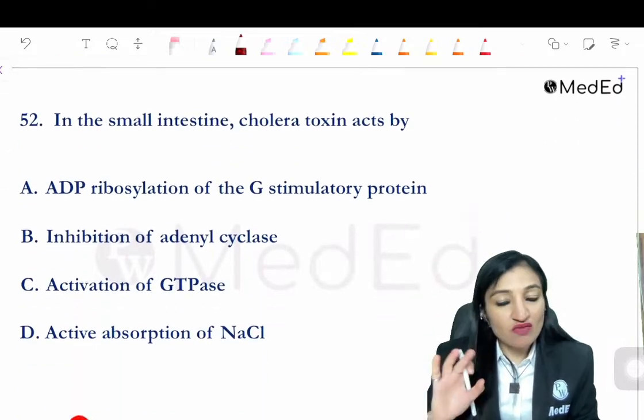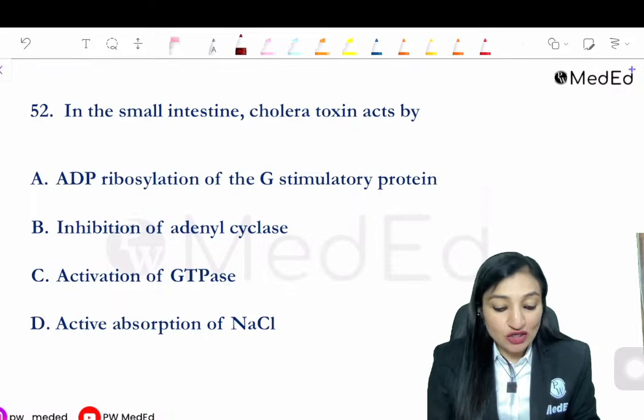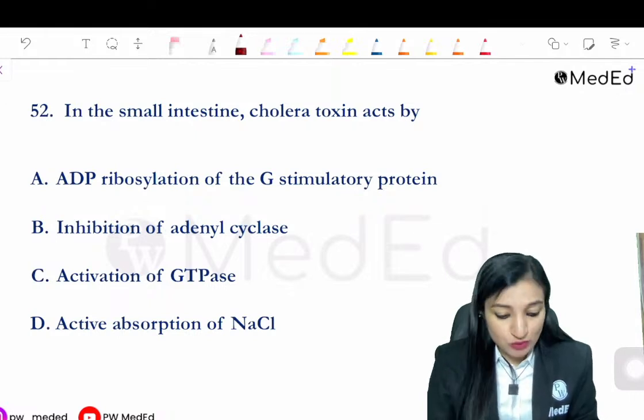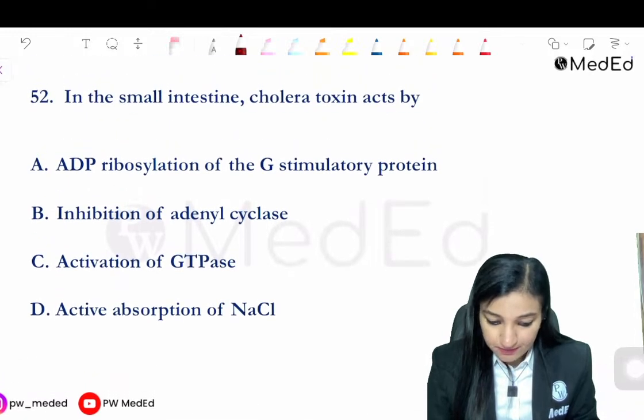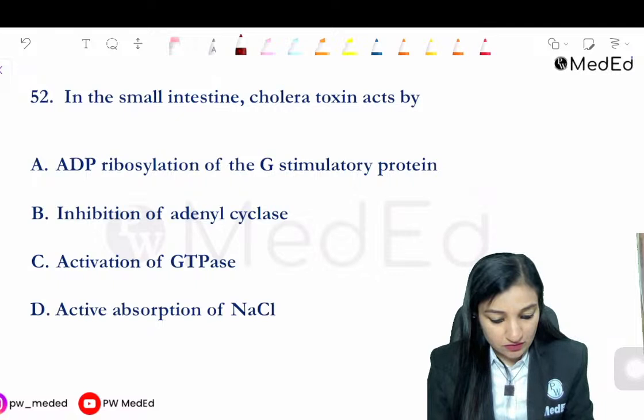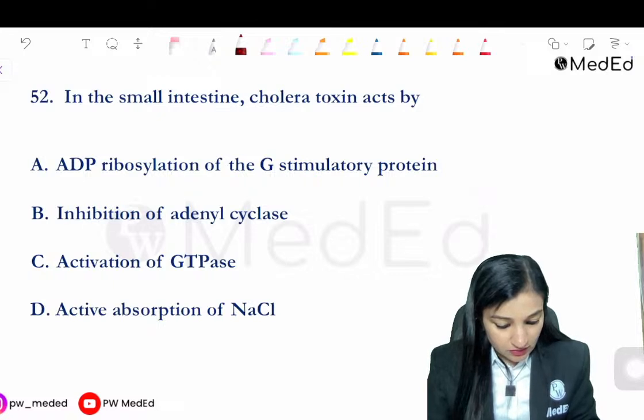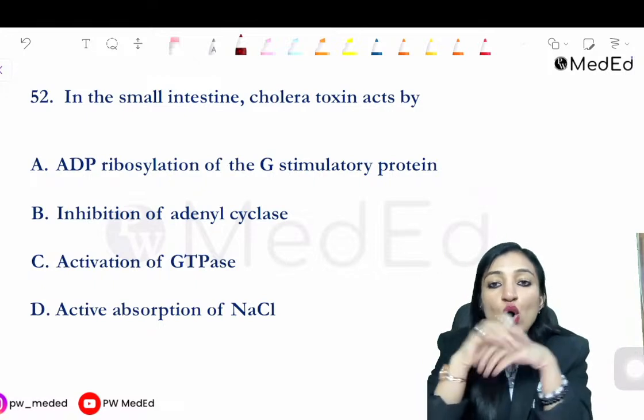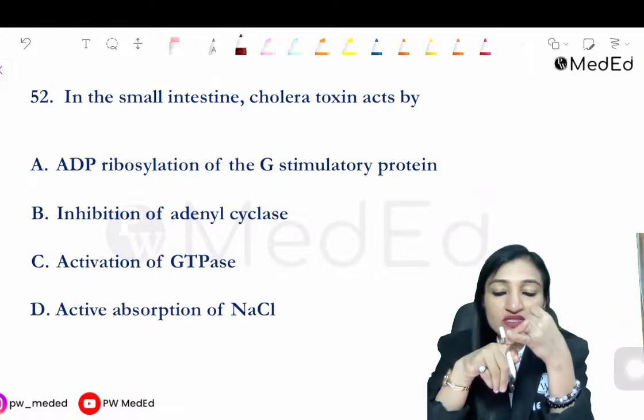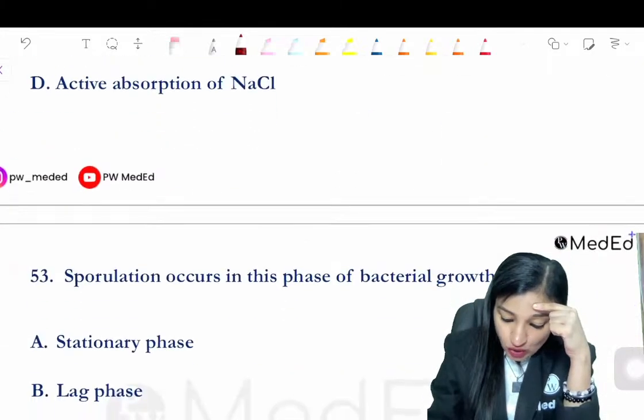All right. So next question, one of my favorite questions. In the small intestine, cholera toxin acts by ADP ribosylation of G stimulatory protein, inhibition of adenyl cyclase, activation of GTPase, or active absorption of NaCl. What is the answer? Okay, ADP ribosylation of G stimulatory protein. All the endotoxins and exotoxins are very, very important questions. So the answer is option A. Okay.